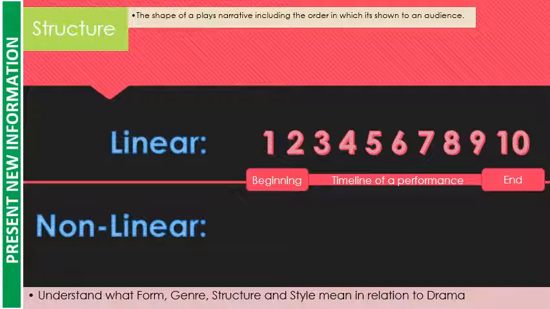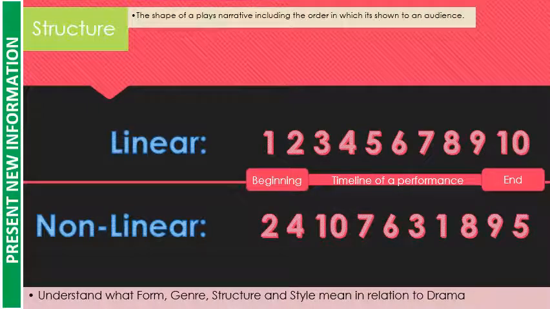You can see with the numbers that I've used to represent this, we have them from beginning to end, from number 1 to number 10 in the correct order. 1, 2, 3, 4, 5, 6, 7, 8, 9, 10. Now, non-linear means that the narrative, so the storyline, is not shown in chronological order. So we could have something, for example, 2, 4, 10, 7, 6, 3, 1, 8, 9, 5.